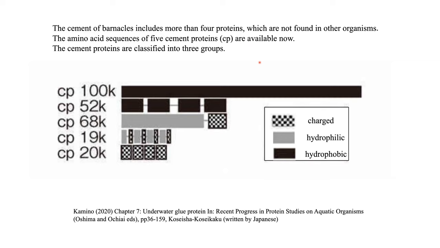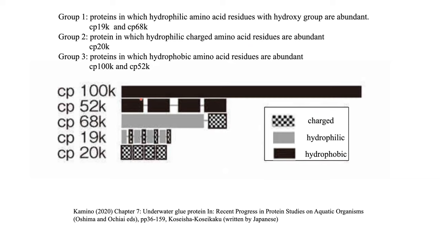And group one, proteins in which amino acid residues with a hydroxy group are abundant: CP90K, this one, and CP68K. And group two, the proteins in which hydrophilic charged amino acid residues are abundant. And this is CP20K. And group three, proteins in which hydrophobic amino acid residues are abundant. So this is CP100K and CP52K.